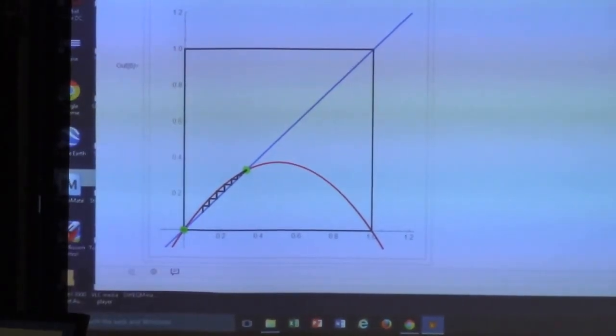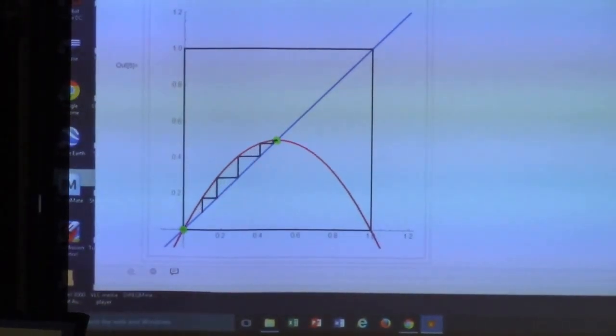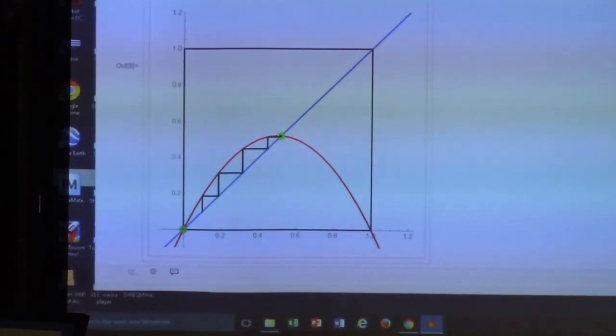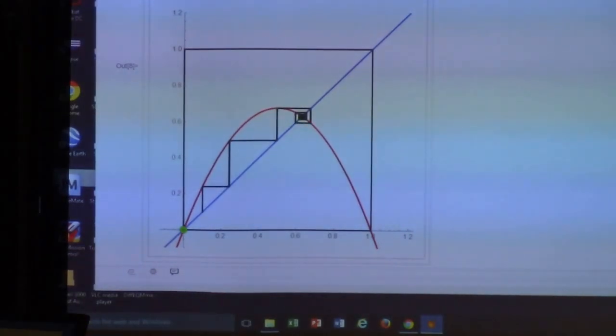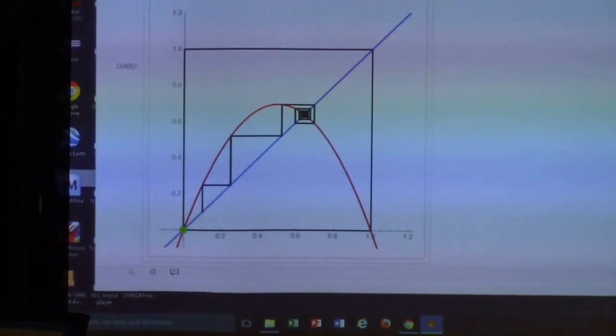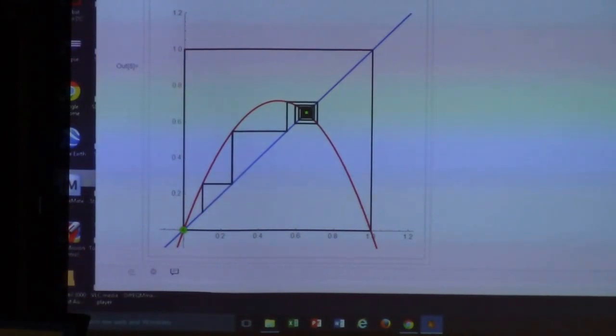Let's increase mu a little bit more. You still see that seam, that one's attracting on the right. Things get interesting once you get to 3. Well, even before 3, you get the bouncing back and forth behavior. It's starting to look a little bit more like a cobweb instead of just a staircase. Less than in cobweb plot.